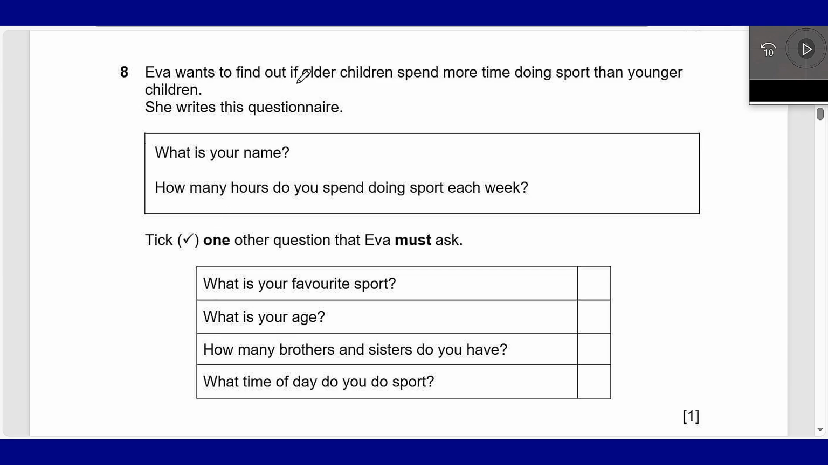Eva wants to find out if older children spend more time doing sports than younger children. She writes this questionnaire. What is your name? How many hours do you spend doing sport each week? Tick one other question that Eva must ask. What is your favorite sport, or what is your age, or how many brothers and sisters do you have? What time of day do you do sport?